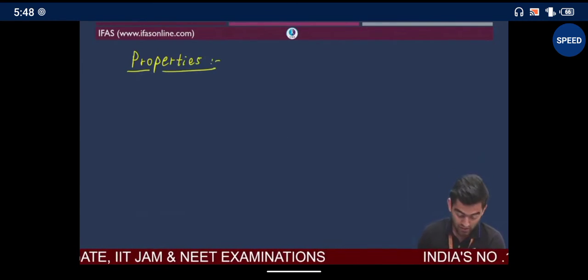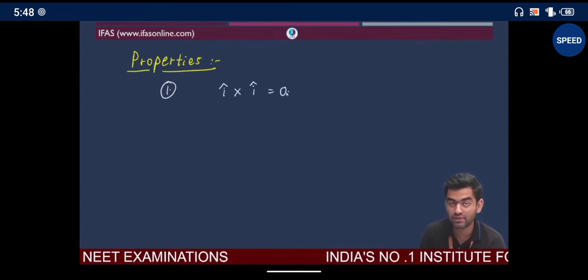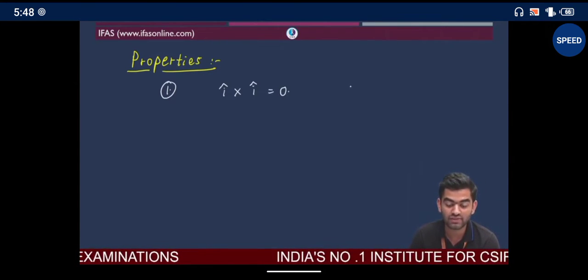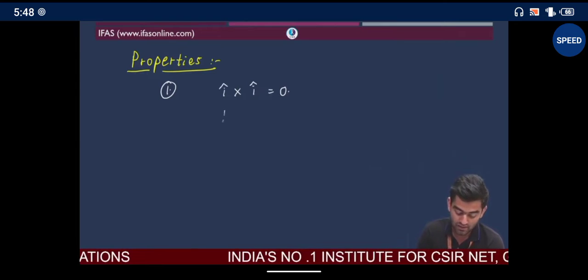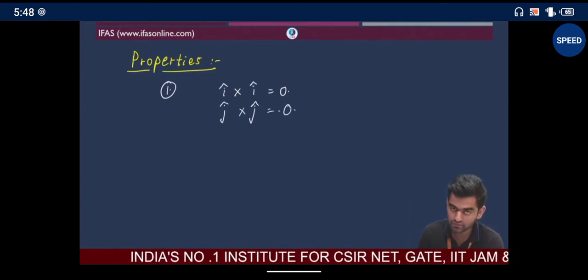Properties of the cross product. Now for the cross product, if I take i cap cross with i cap, it will result in 0, because these two things are parallel. In a similar manner, j cap cross with j cap will result in 0, because again it's a parallel vector.